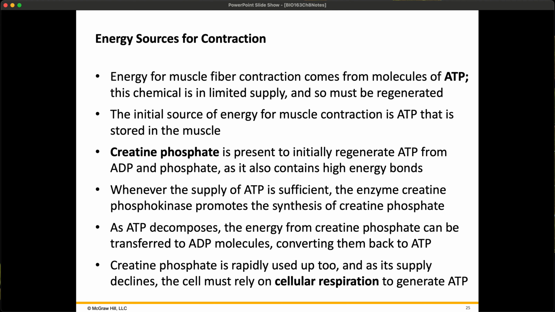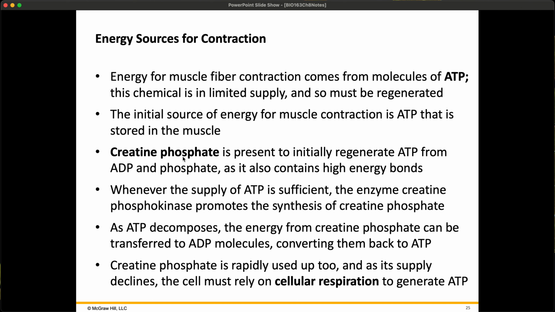Okay, so let's look at the energy sources for contraction. We've talked about ATP a little bit, but there are other ways our body can get energy. So energy from muscle fiber contraction usually comes from ATP, but it is in limited supply, so it has to be constantly regenerated. Our bodies only store enough ATP for a few seconds to maybe a minute or two. It really doesn't store it like it would other fuel sources.